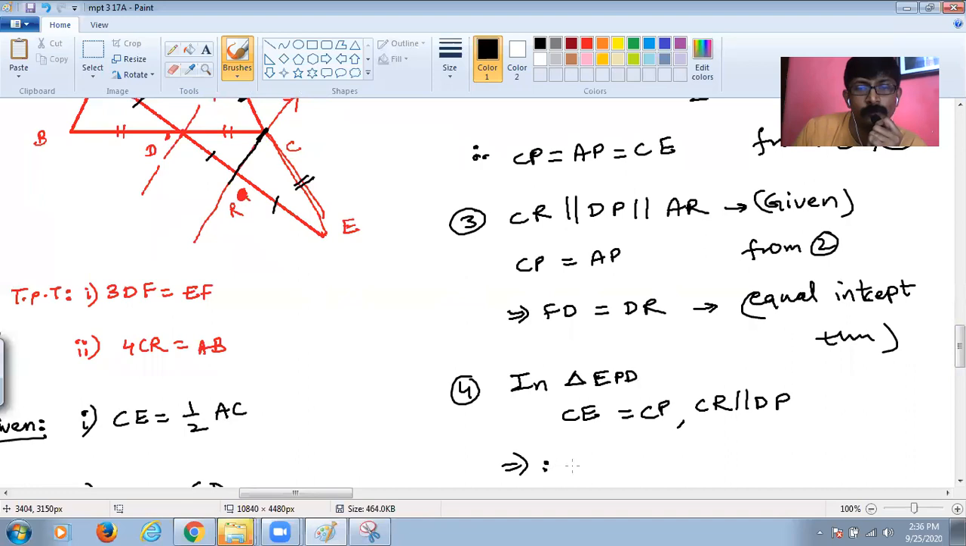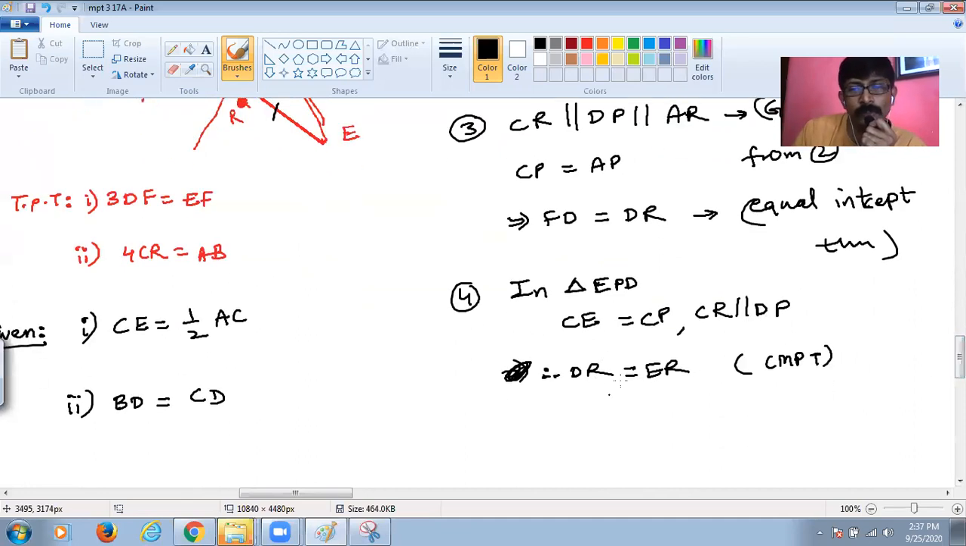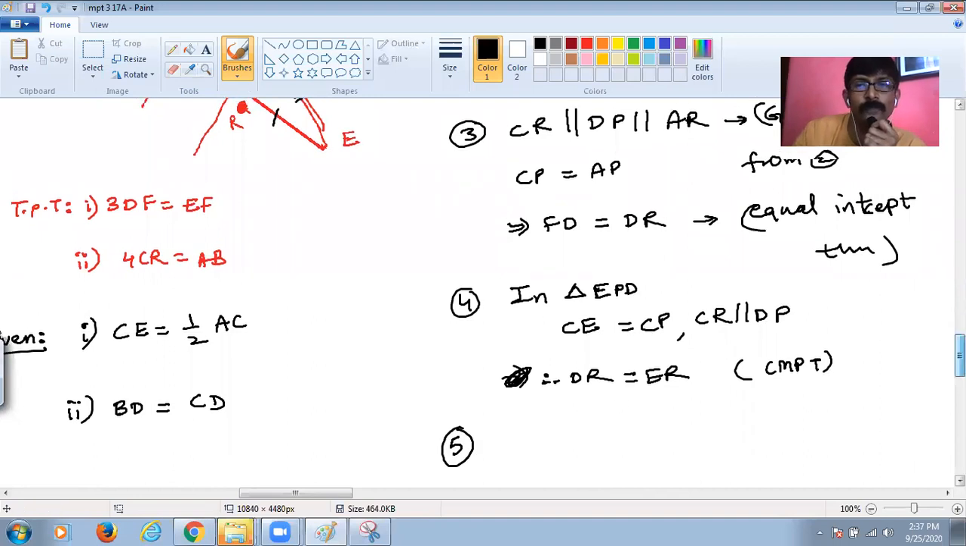Therefore, DR is equal to ER, obviously, because a line passing through the midpoint of the first side and parallel to the second side bisects the third side. That is CMPT, converse of midpoint theorem, isn't it? So once we get that DR is equal to ER, the fifth statement is very simple. Now we've come to the conclusion.